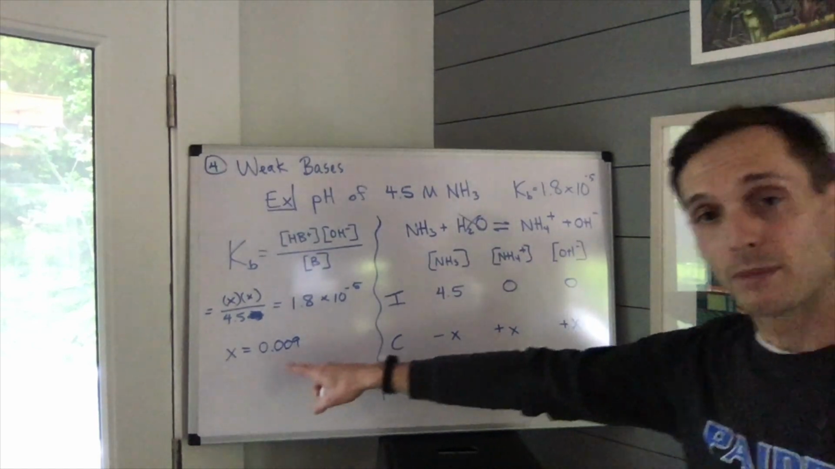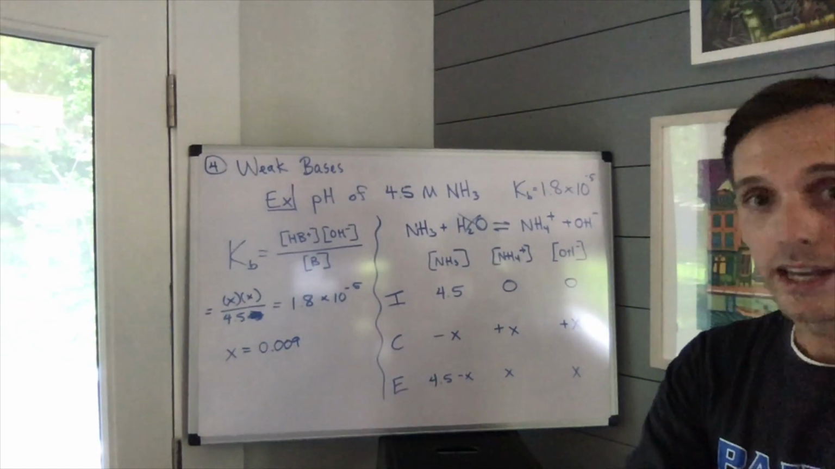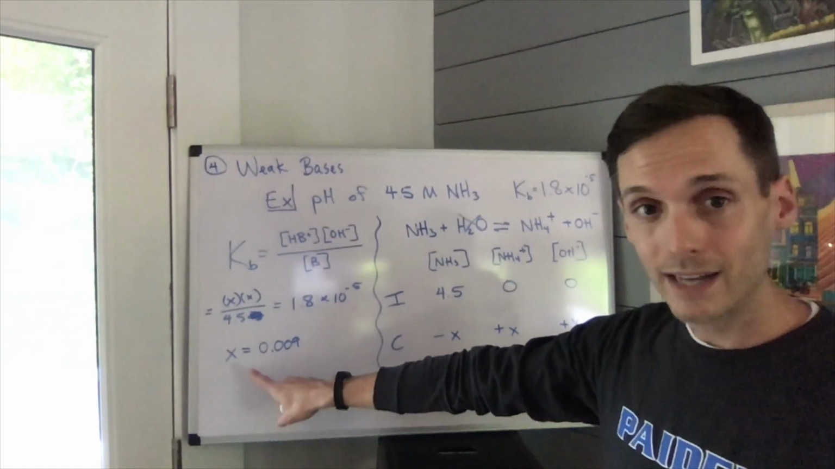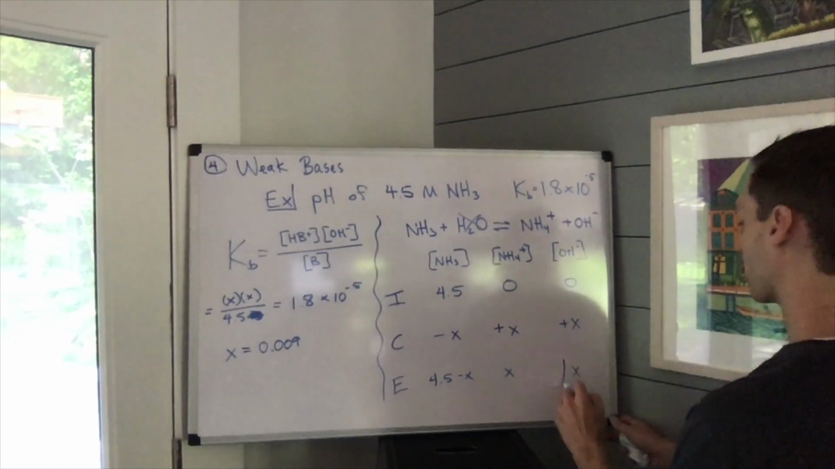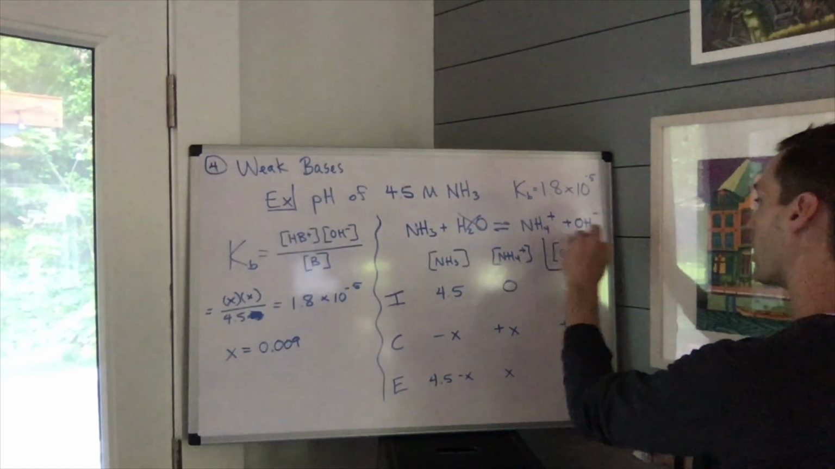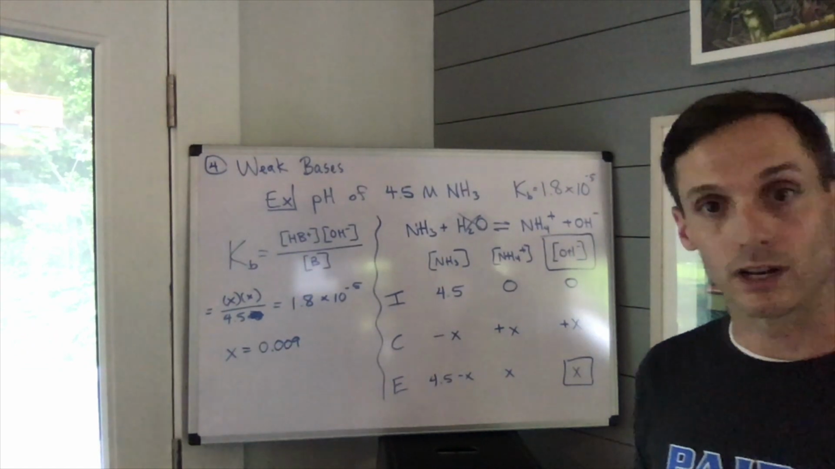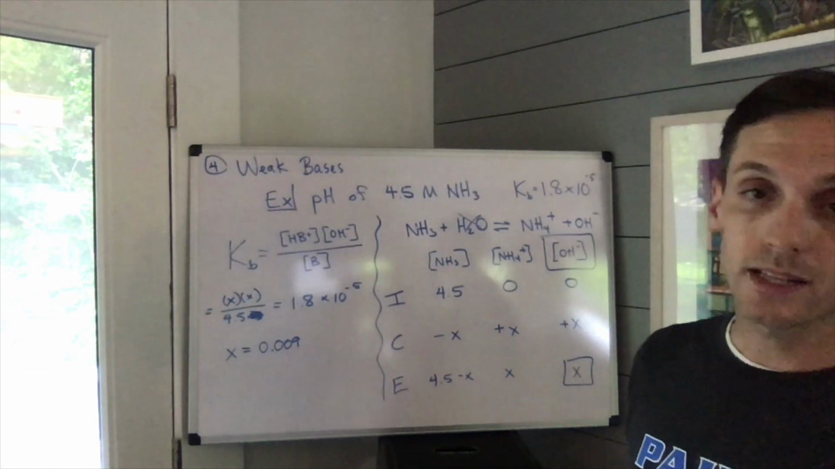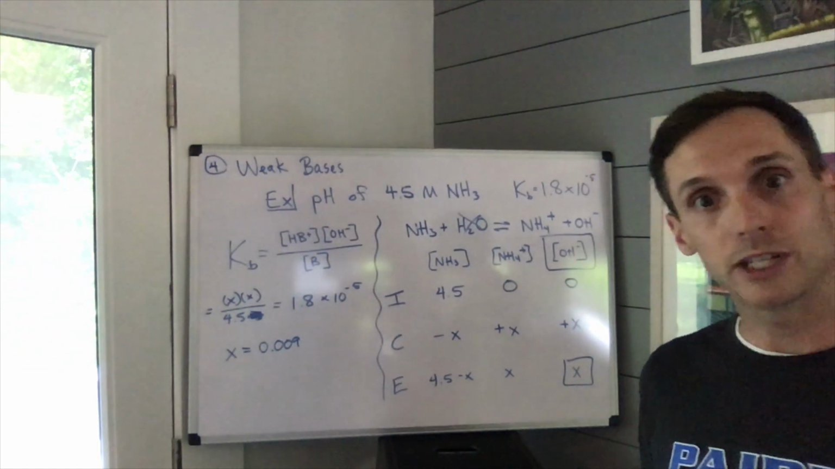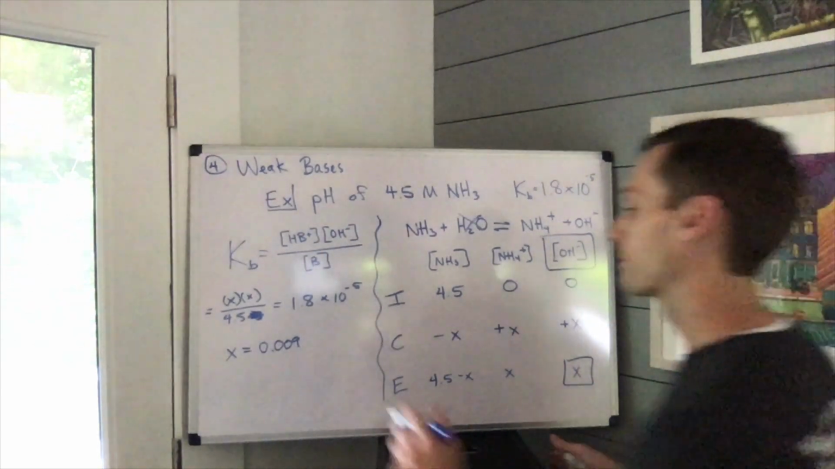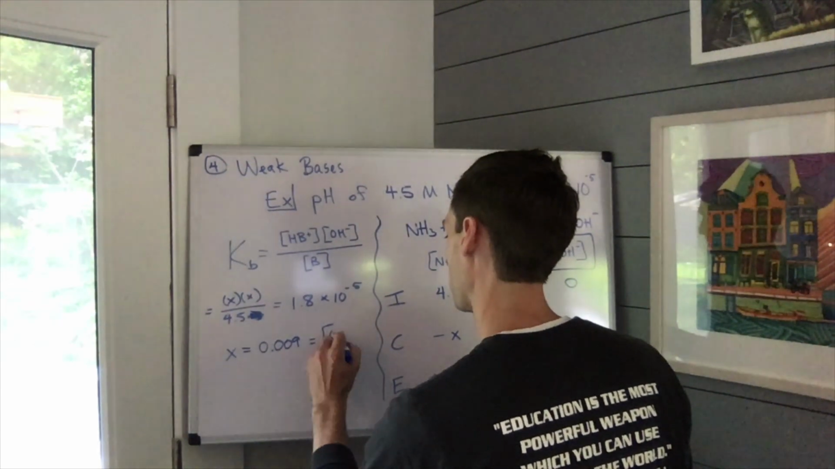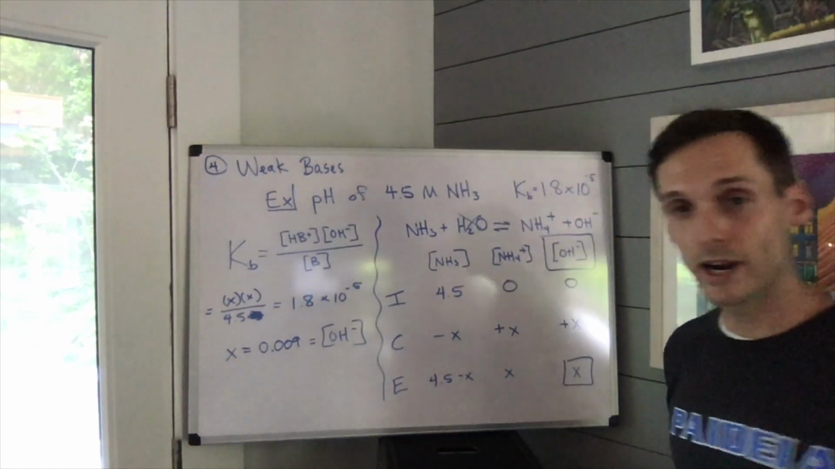0.009. Now remember, in this case, because we're talking about a base, what does our X represent? Well, here, our X represents OH minus concentration. For weak acids, it was the H plus concentration. Now it's going to be OH minus because we're working with bases. This puts us on the pH square.